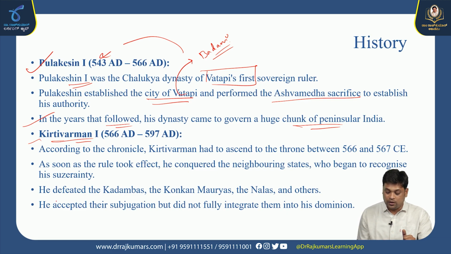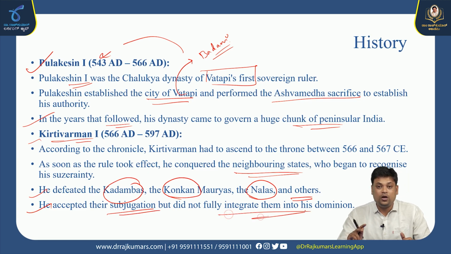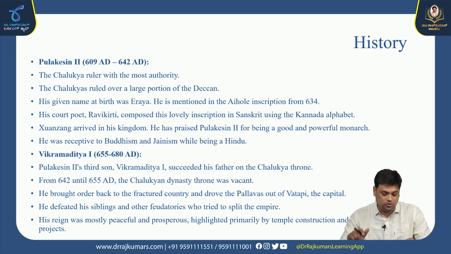Okay, Kirtivarman I. He conquered neighboring states. He is a responsible personality for expanding his territory. He is the one who defeated the Kadambas and the Konkan Mauryas and the Nalas and others. He accepted their subjugation, did not finally integrate them into his dominion. Subjugation means they will rule their state independently, but they will come under the tax or whatever revenue of the state of Chalukyas, but never integrate the complete dominion under his control.